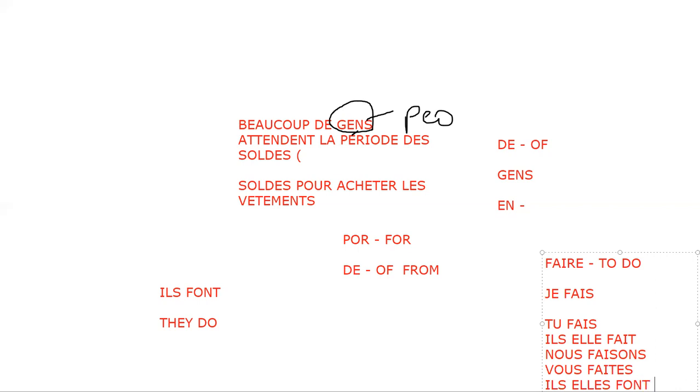This is the conjugation of il, elle font. Now, sir, I have written ils. Sorry, it's my mistake. Il, elle fait. Is it clear to you? Il, elle fait. Yes. Clear? See, faire is a verb which has different endings, and we have to learn these endings by heart.